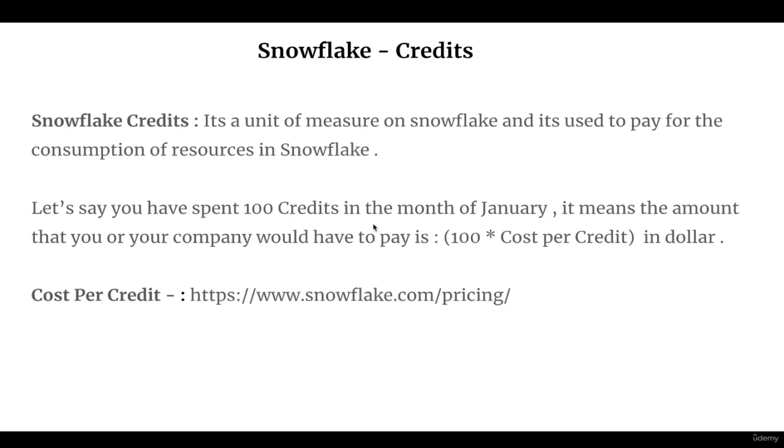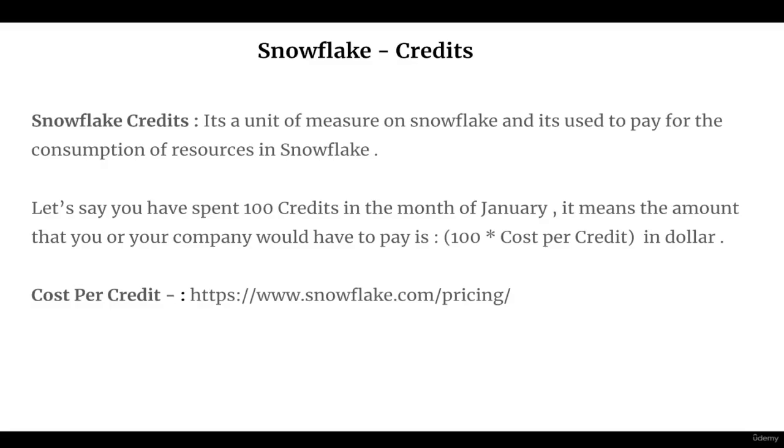Hey guys, before we actually have a look at the different billing components that we have in Snowflake, it's important to understand the concept of Snowflake credits. So what's a Snowflake credit? It's the unit of measurement by which Snowflake calculates the amount that you have to pay at the end of every billing cycle.